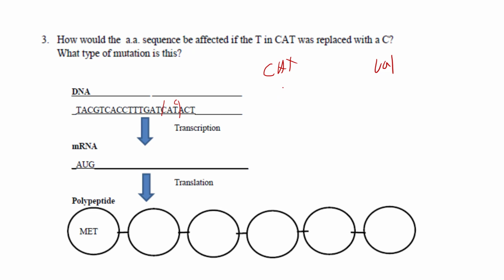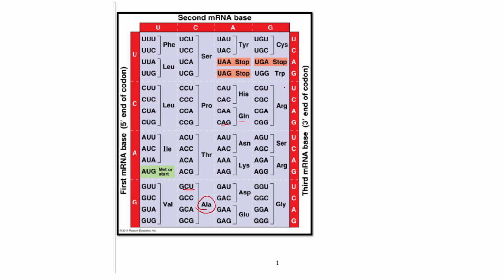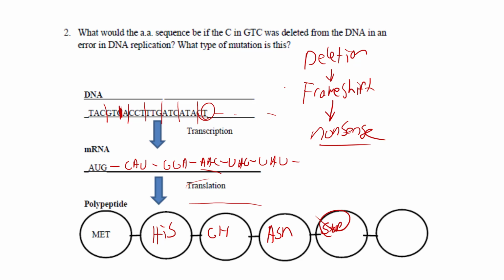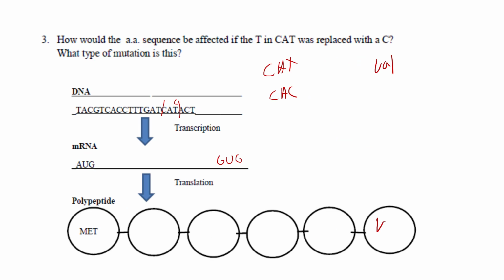If the T in CAT was replaced with a C, so if instead it was CAC, okay? So then the messenger RNA for that would be GUG. Am I right? GUG. Okay, now if we go to GUG, what's GUG? Oh, okay, there it is on the bottom left corner. That also codes for VAL. So this would still be VAL. So this is a silent mutation.